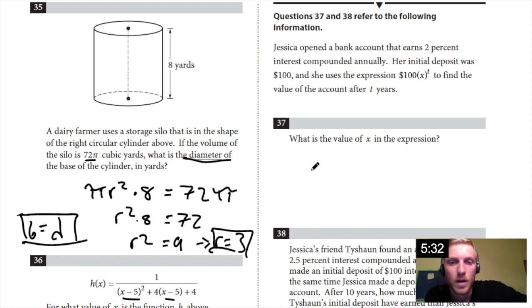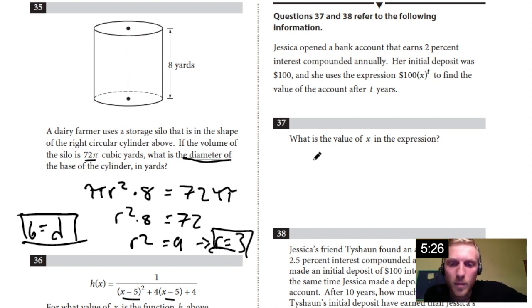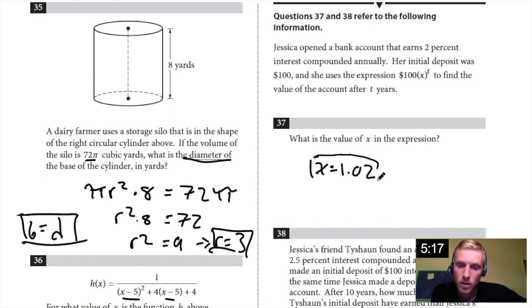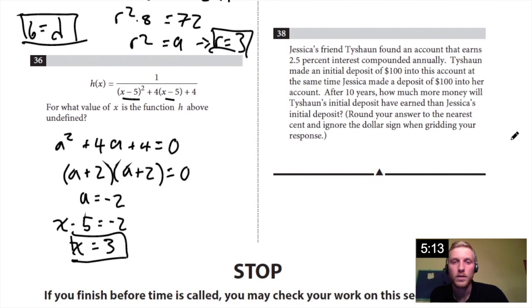x is going to be the amount that it compounds each year. So x is going to be 2% per year, in other words, 0.02 plus 1. So 0.02 plus 1 gives x equals 1.02. Good.